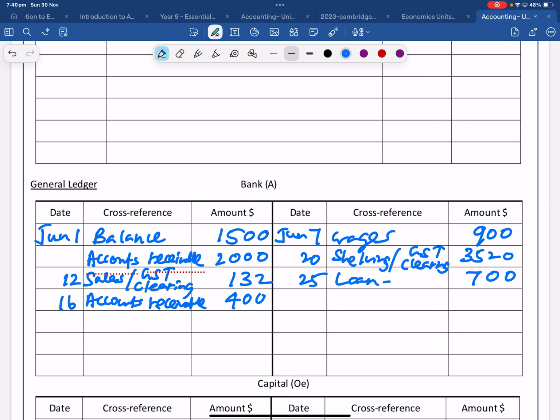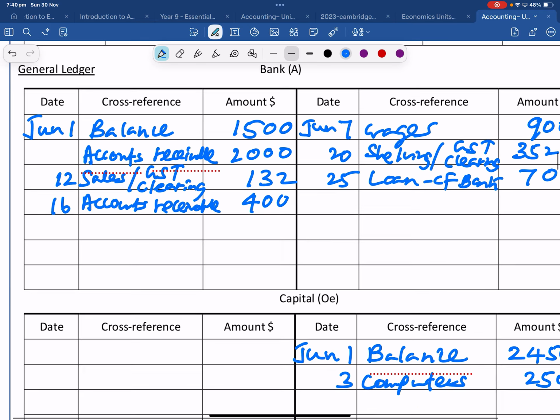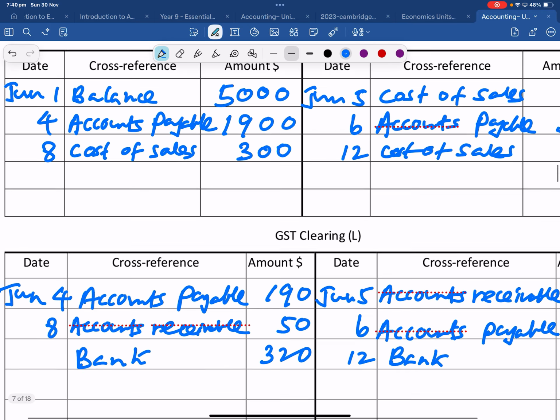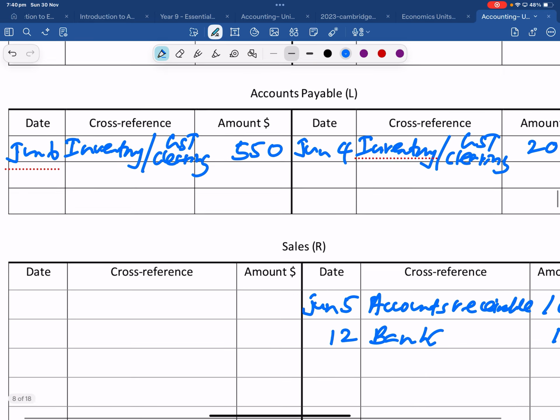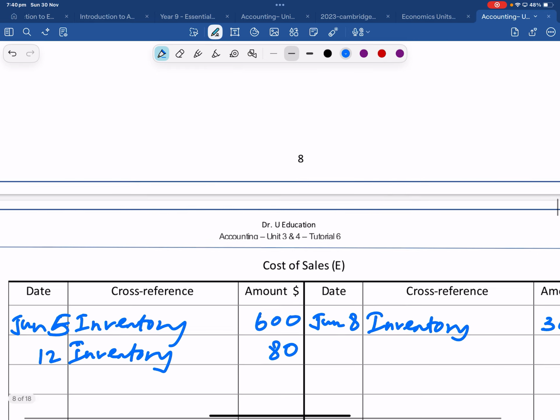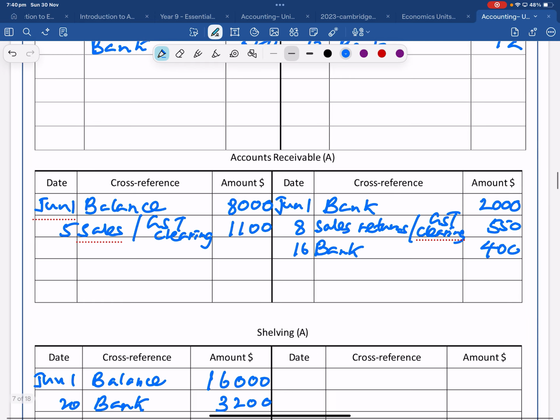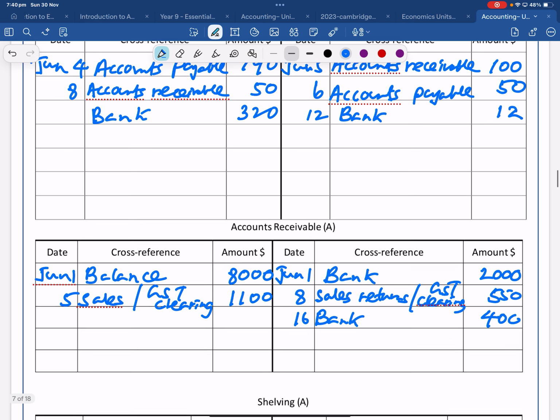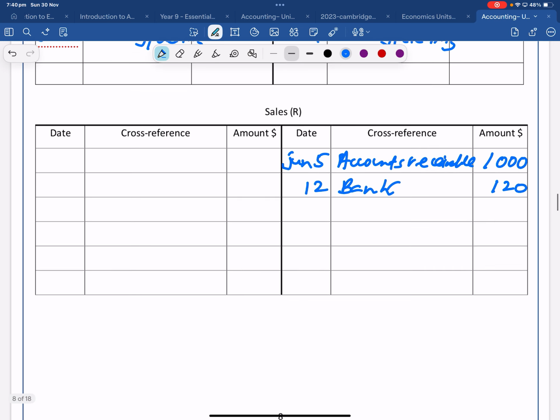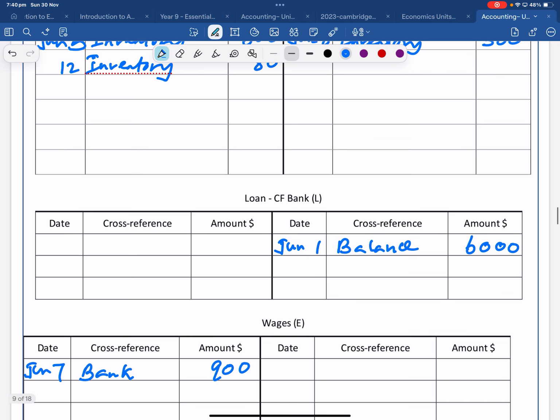Loan, CF Bank, exactly the same way, guys. In the bank account, that's how the loan account has been given. Where is the loan account? Loan is debited 700, same bank. June 25th.